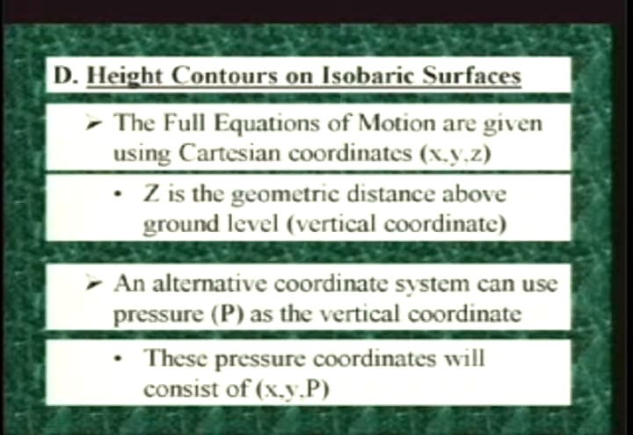An alternative coordinate system can be used, pressure, as a vertical coordinate. So in meteorology, we talk about pressure. We don't refer to 10,000 feet, 20,000 feet. We refer to the 850 millibar level, 500 millibar level, etc. So the pressure coordinates are rewritten as x, y, and p. So just understand that the z component is altered sometimes in meteorology and turned into a p. They're both representing that vertical coordinate, however.